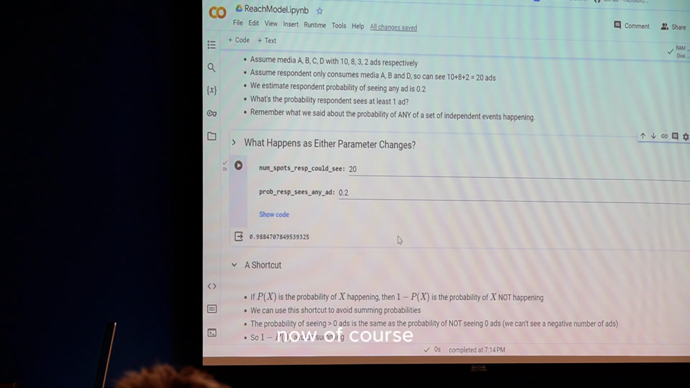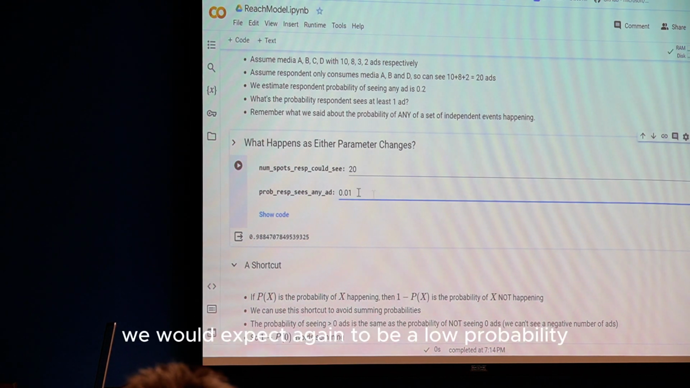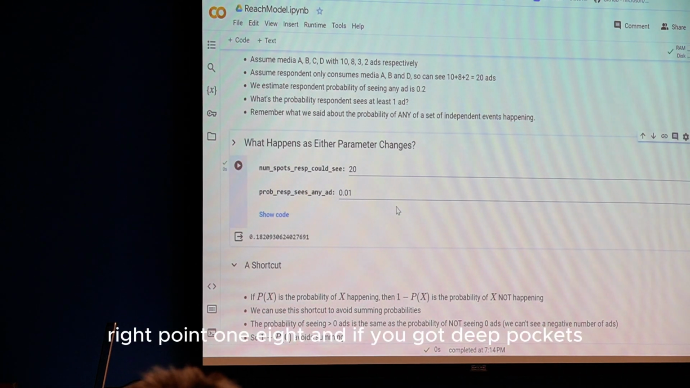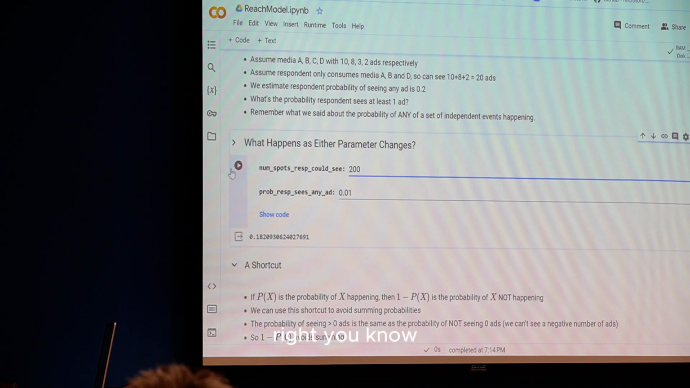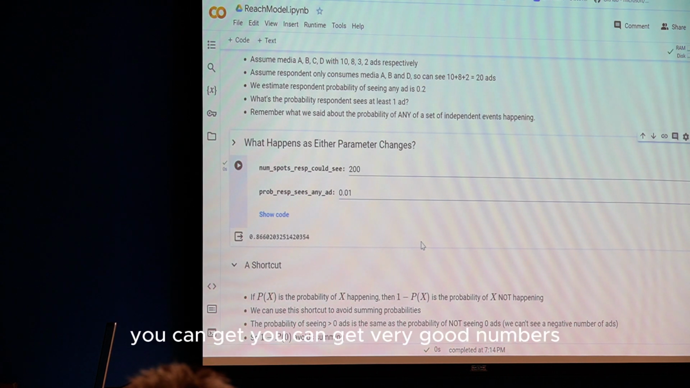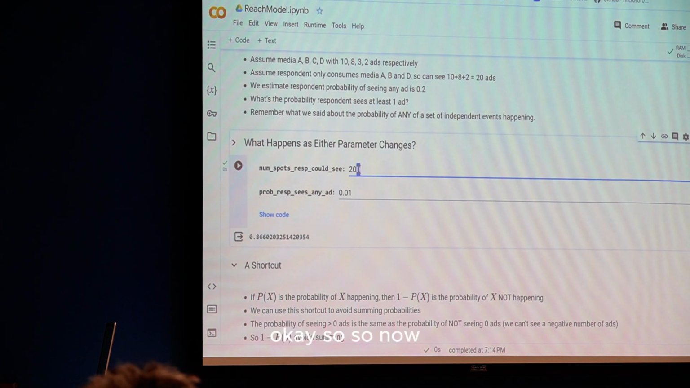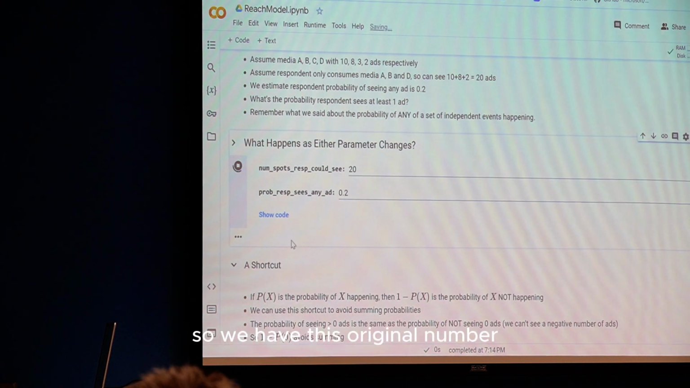Now, of course, if this number goes down, we would expect, again, to be a lower probability, right, 0.18. And if you got deep pockets, you can go for a really nice aggressive ad campaign. You can get very good numbers, which again is pretty much what we would expect. Okay? So now I'm going to put this back to here so we have this original number.